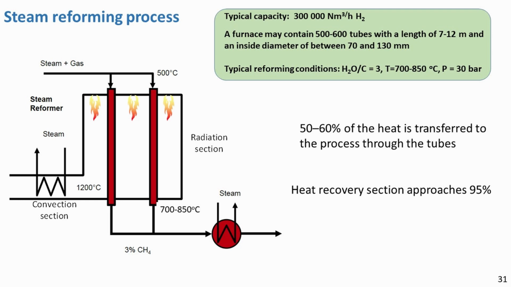Today, such reformers are built for a capacity up to 300,000 normal cubic meters per hour of hydrogen or syngas, as the thermal efficiency of the tubular reformer and waste heat recovery section approaches 95%. The remaining part is recovered from the flue gas. The heat is used for preheating of the reforming feed, combustion air, and for steam production.